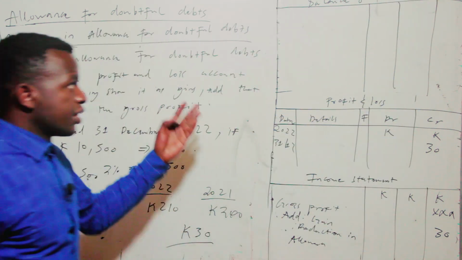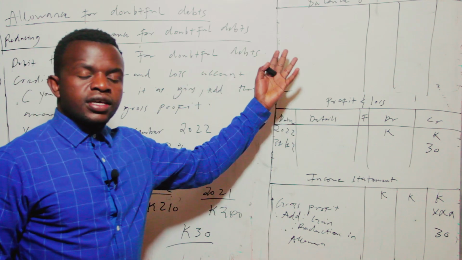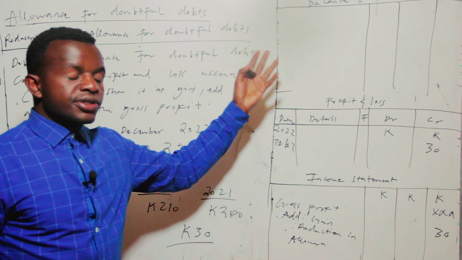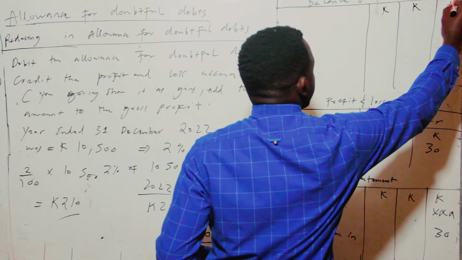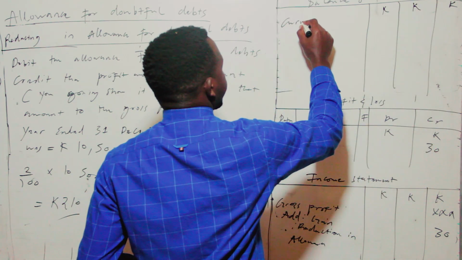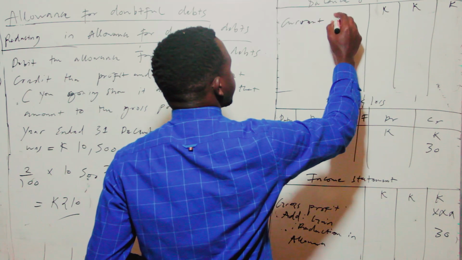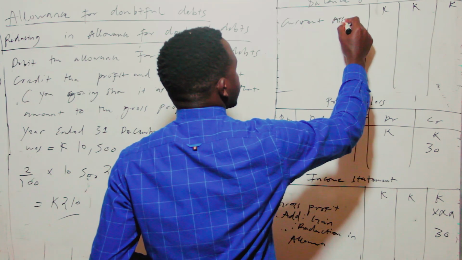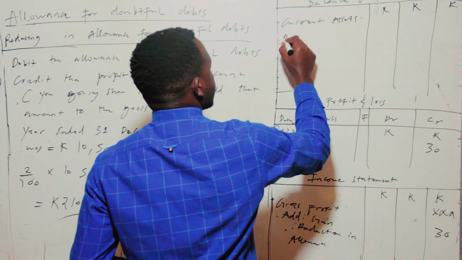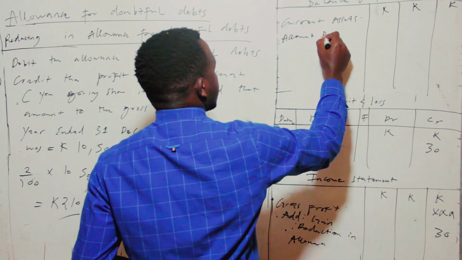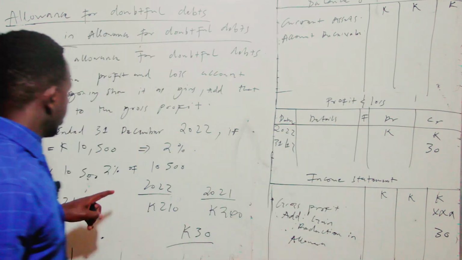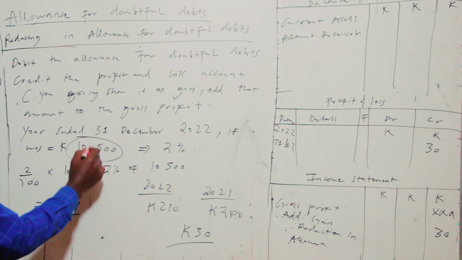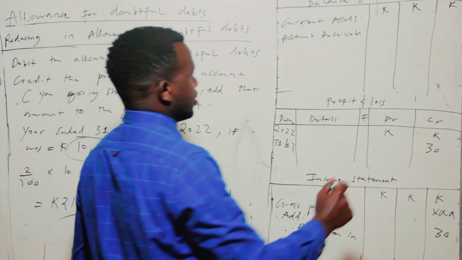So when you are looking at the allowance for doubtful debts, we know that the account that is affected is the accounts receivable. So the first thing that we're going to do, we're going to say current assets. So we're going to say accounts receivable amounted to 10,500.